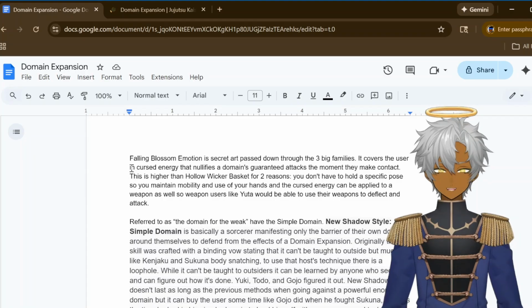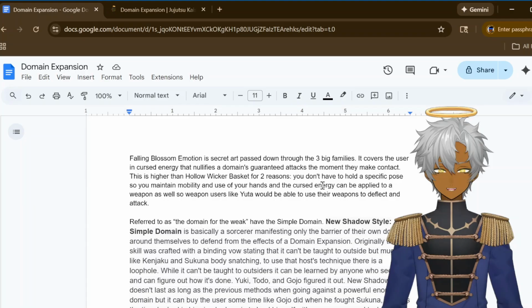It covers the user in cursed energy that nullifies a domain's guaranteed attack the moment they make contact. This is higher than Hollow Wicker Basket for two reasons. You don't have to hold a specific pose, so you maintain mobility and use of your hands, and the cursed energy can be applied to a weapon as well. So weapon users like Yuta would be able to utilize their weapon to deflect attacks.